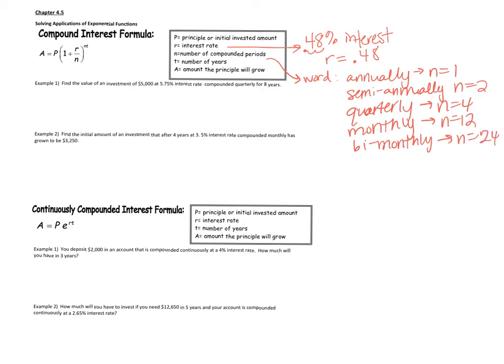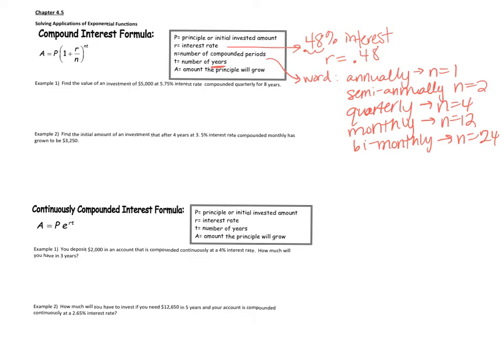The T is going to represent the number of years. Make sure that it is years, right? So if they give me months, I need to convert it to years. And then A is going to be the amount that it's going to grow to. So what we want to do is identify the different variables, plug them in, and then see how we might want to solve.